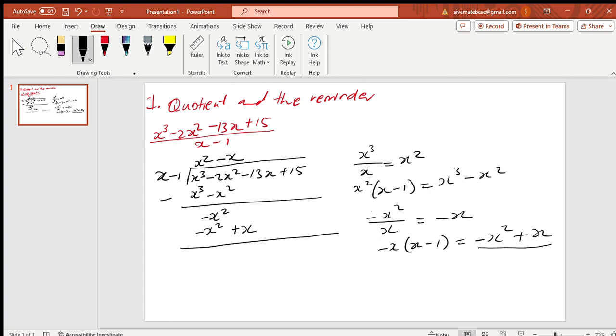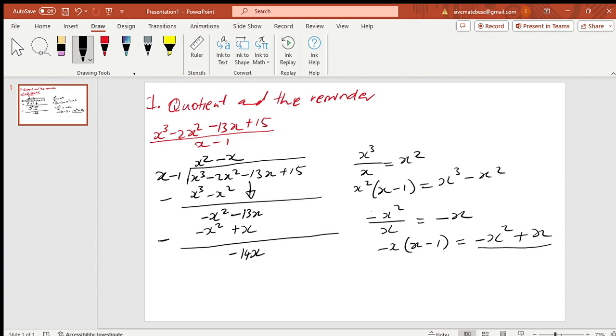Now again, when we reach this step, we need to subtract. Negative x squared minus negative x squared gives us a 0 here. And then we need to bring down the 13, which gives us negative 13x. So negative 13x minus x is negative 14x. Remember, we have minus 13x minus x, which is negative 14x. They add up.